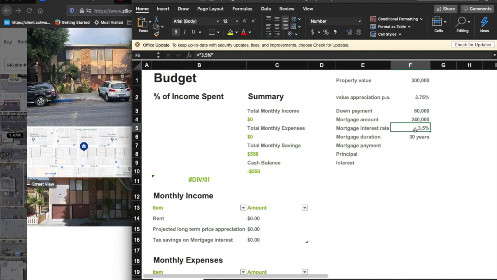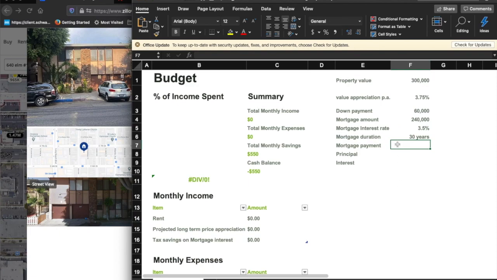Usually you get the best interest rates, for example, on single family residences. This one being a condo, you should expect a slightly higher interest rate, maybe 0.25% or something like that. So I'm just going here with 3.5%. Let's be a little bit more conservative. And then the mortgage duration is 30 years here.